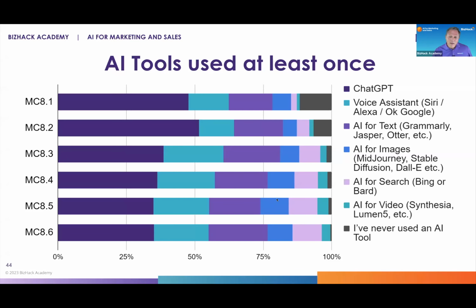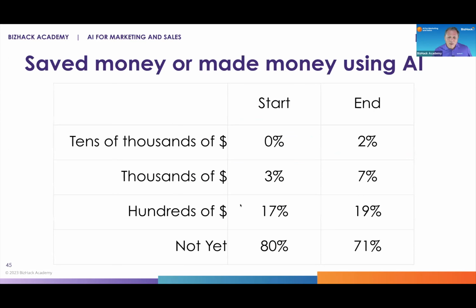And then finally, my favorite stat, which is how much money are you making or saving? You'll see that none of you reported at the beginning saving tens of thousands of dollars, except for the 3 of us, Jeff, Nicole, and I. But now we see that 2% of you are reporting that, 7% of you are in the thousands, and 19% of you are in the hundreds. And overall, from 8 in 10 of you not saving any money, now it's 7 in 10 of you. And I actually did a very, very rough calculation.